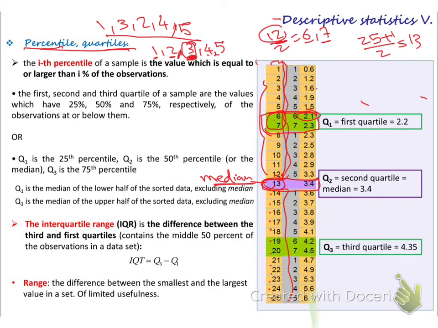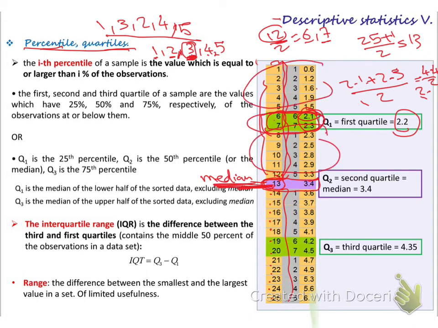Okay. So my median will be 2.1 plus 2.3 divided by 2. They will equal 4.4 divided by 2 equals 2.2. So my median here will be 2.2. So this is the half called the median. Okay, this will be called the first quartile. So here I have the first quarter, second quarter, third quarter and the fourth quarter, okay?